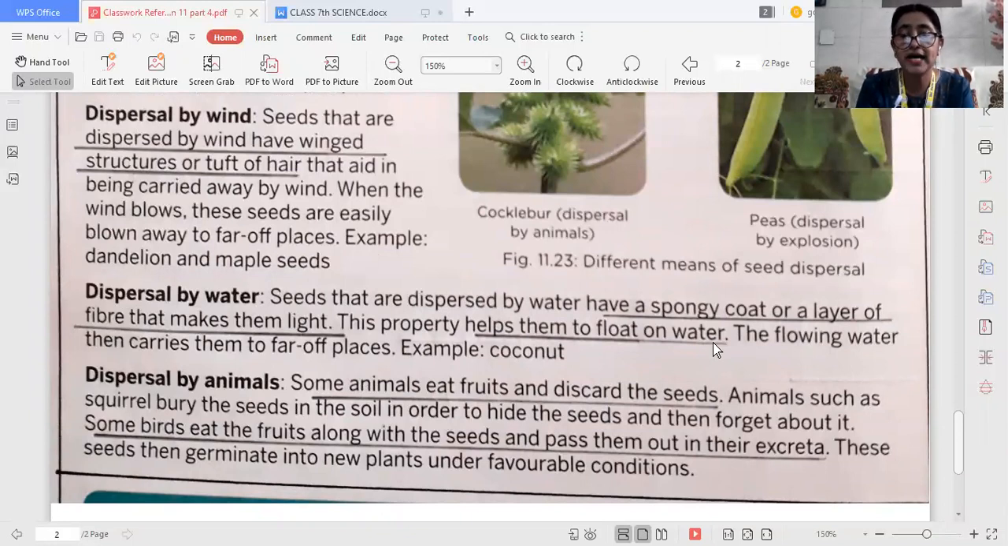Then dispersal by animals. Some animals eat fruits and discard the seeds. The birds also eat fruits along with the seeds and pass them out in their excreta. And that is how they disperse the seeds to far areas. And after that, when the seeds get into the soil, they germinate and new plants grow under favorable conditions.